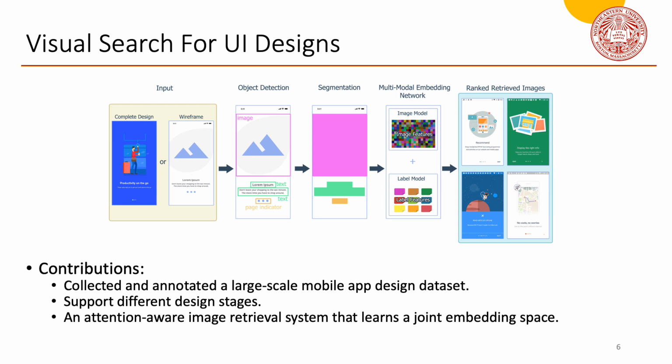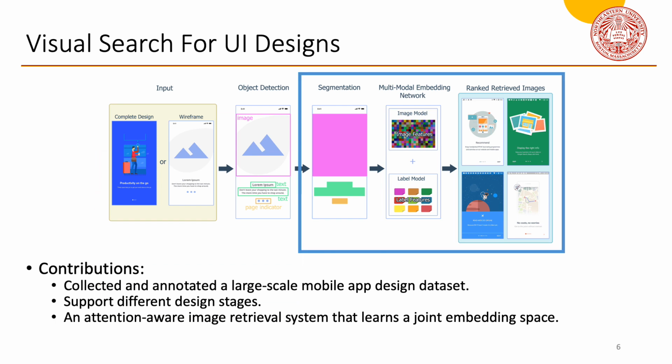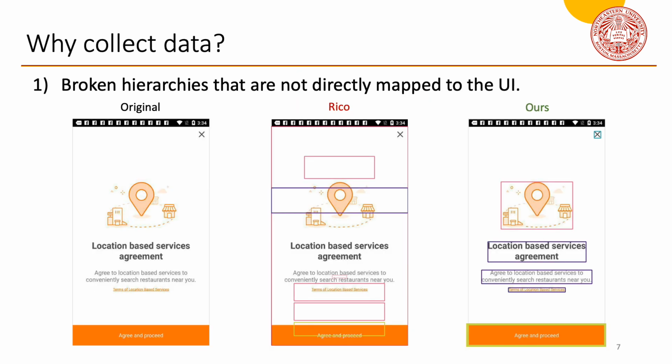This is our proposed retrieval pipeline. It starts by using an object detection model to detect the labels and bounding boxes of the different UI components in the input query. This will provide a structural representation of the layout. For this, we have collected and annotated a large-scale mobile UI dataset of different design stages. The system then creates a segmented image and passes it to a multimodal embedding network that uses an attention mechanism for retrieval. We collected our dataset because we need high-quality annotations for training the object detection, which is not currently available in the public UI datasets.